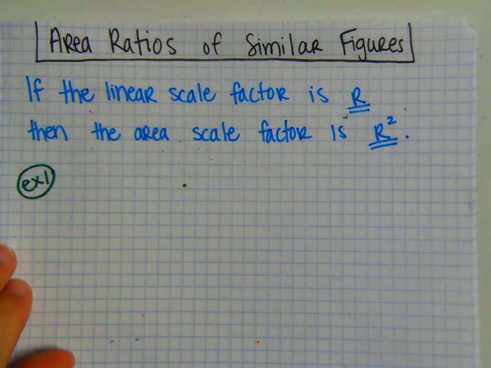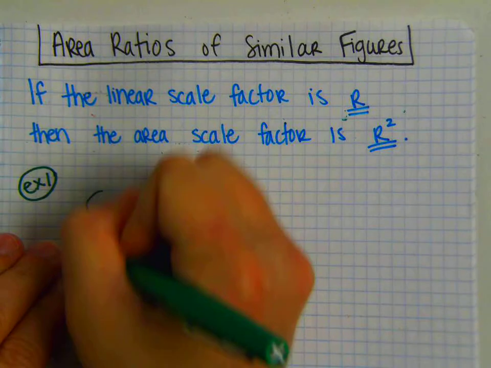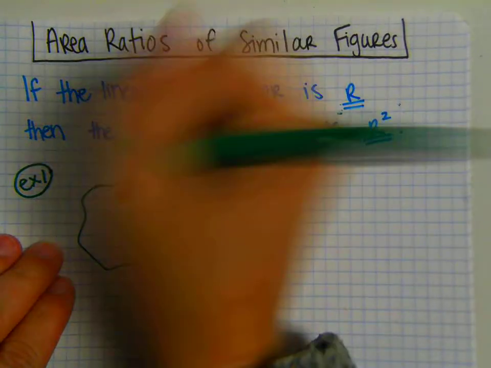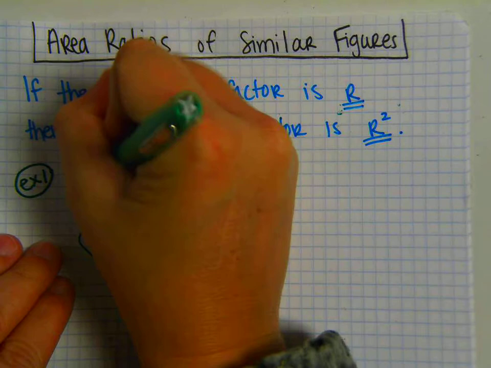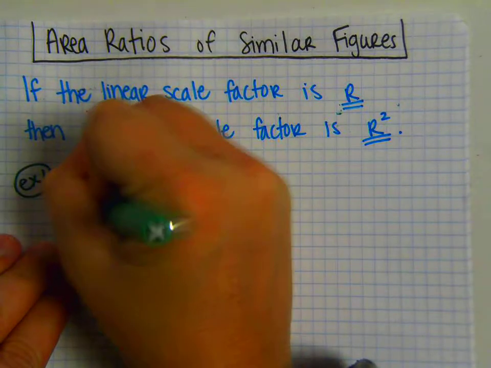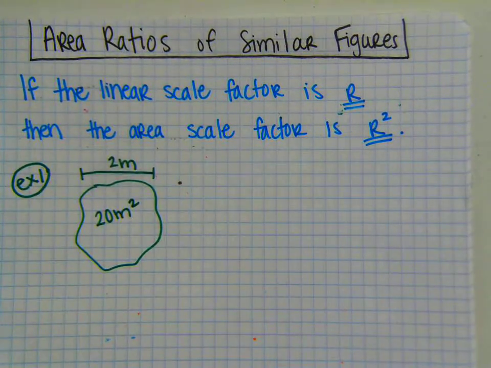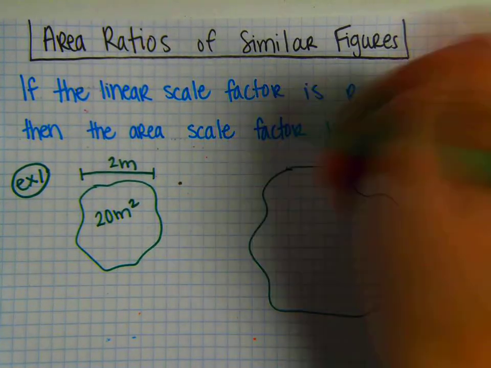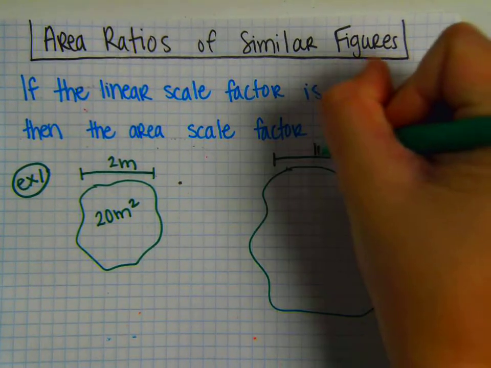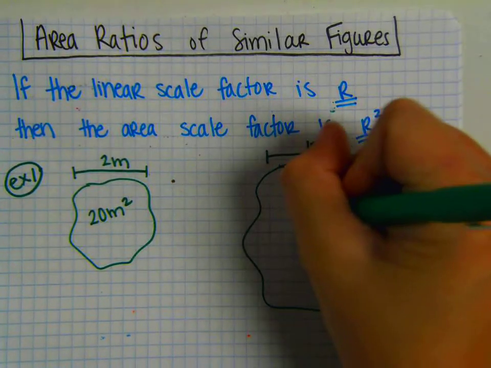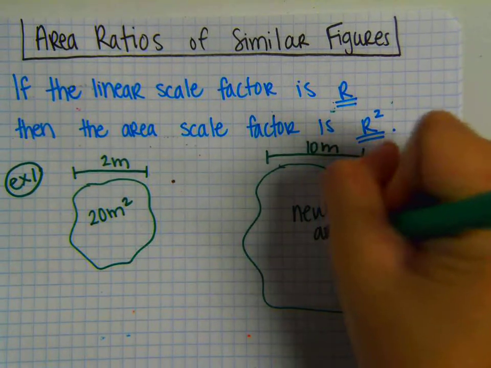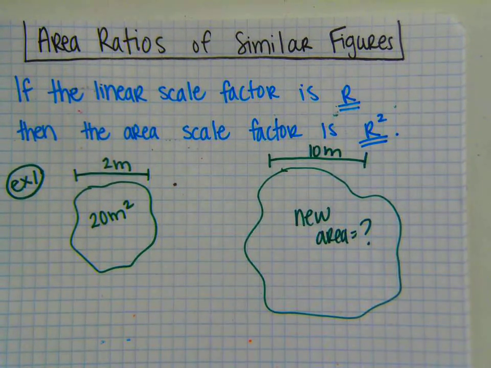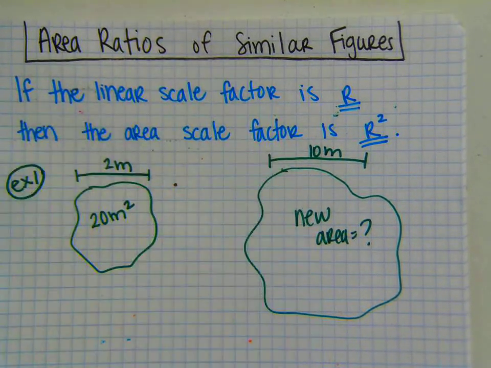And your image can look like anything. So for this one, I'm going to be like, whoa, that's my image. And this is going to be 2 meters. And the area is 20 meters squared. Okay. Now the bigger image looks the same. And this is 10 meters. And we need to find out what the new area is. Okay. So those are our two figures. Now they could look like anything. They could be boxes, they could be just squiggles, they could be triangles, whatever it looks like, the process stays the same.